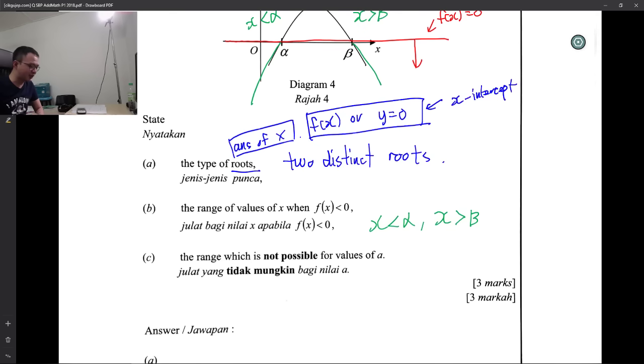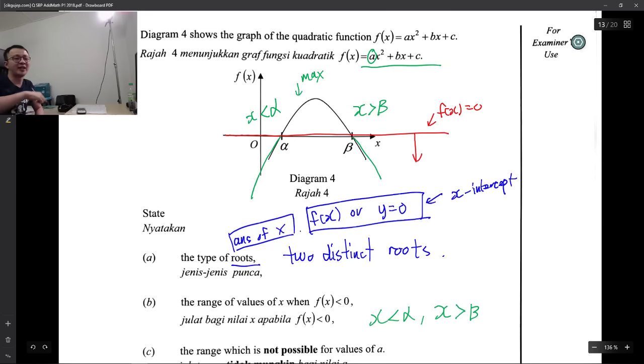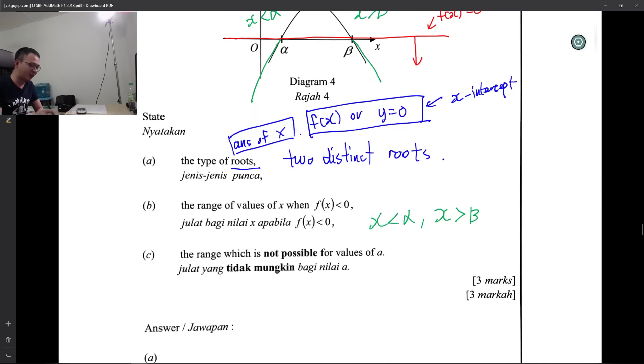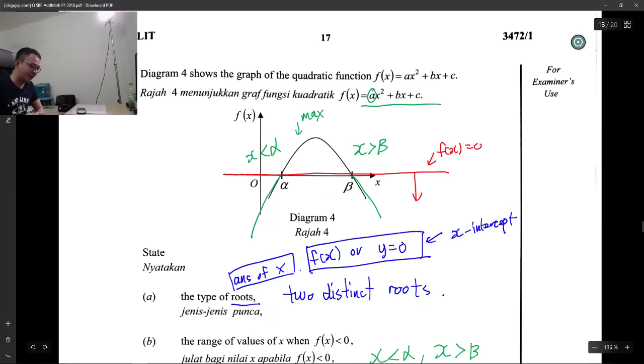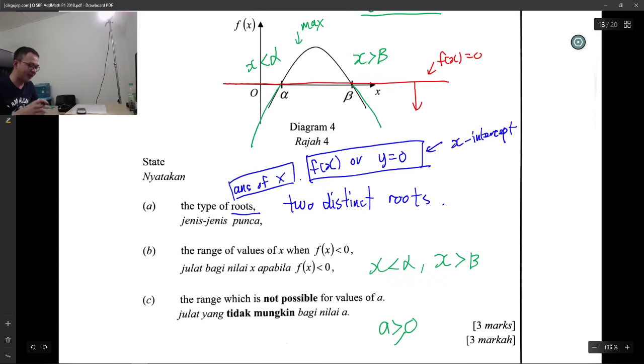Find a range which is not possible for the value of a. Because of this equation, you know this is the maximum graph, right? Because it's shaped like an n, in order to get that kind of graph, your a must be negative. Then only you can get the maximum graph. So therefore, not possible is a bigger than 0, bigger or equal to 0. a cannot be equal to 0. a must be negative. So a cannot be bigger or equal to 0. Alright, so far so good.